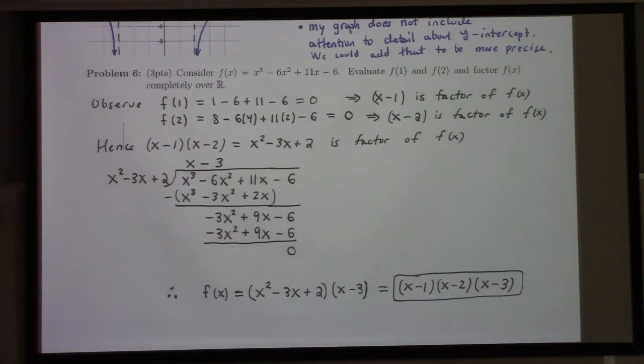Remainder 0. Woohoo! Remainder 0 means it actually factored, right? If we didn't get remainder 0 here, that means we've made a mistake somewhere, right? Either in the long division or in the evaluation. Fortunately, we didn't make a mistake either place. So that gives me that x minus 3 times x squared minus 3x plus 2 is equal to the cubic, right? But where did this come from? This came from multiplying out x minus 1 and x minus 2, right? So I have this complete factoring of f of x, just like that.